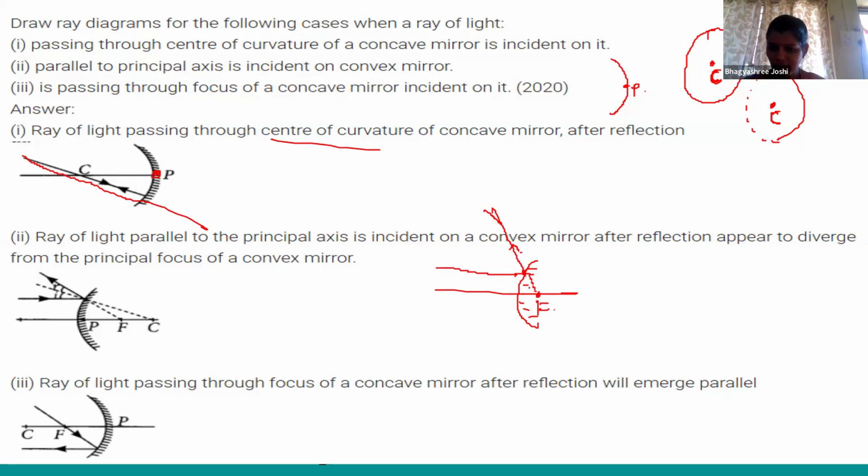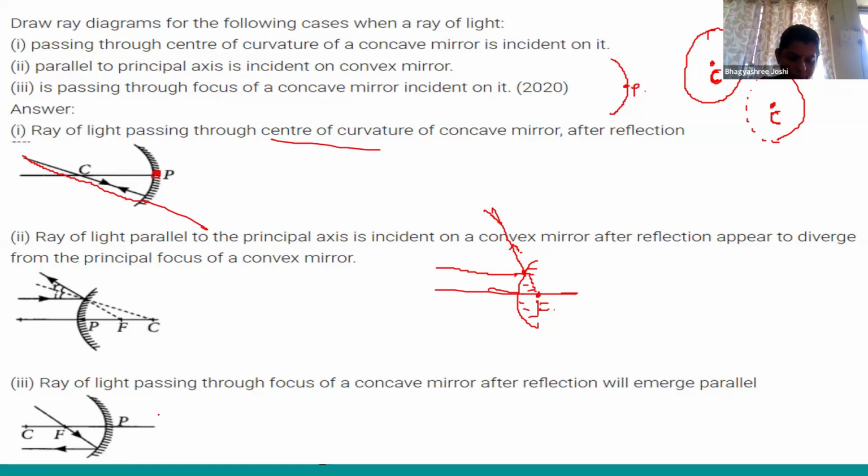The ray comes like this and goes back upward, which means it diverges. But it appears that going backward it meets at a point, that means it appears to meet at point F, right? So appears to meet means it seems that it is meeting at this point. That is F, P is the pole and C is the center of curvature, right? So this is the ray diagram for light parallel to the principal axis.